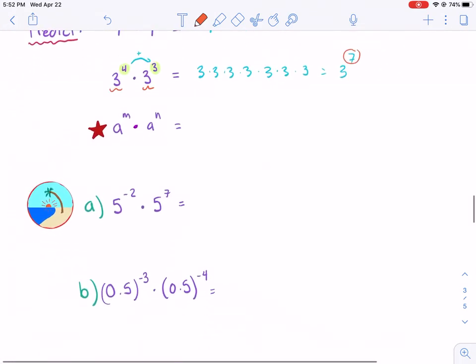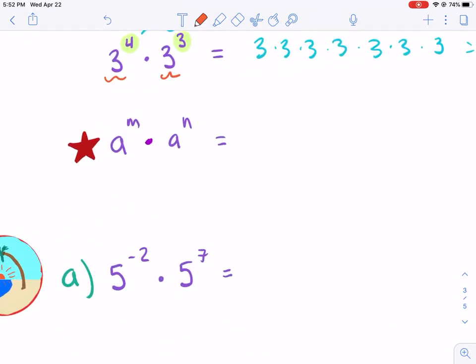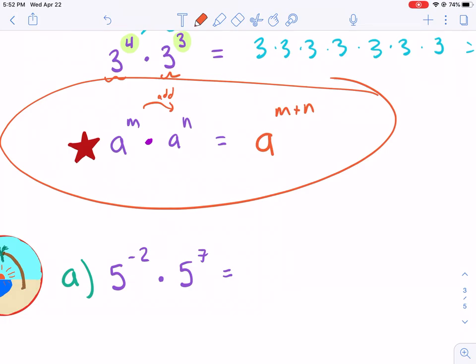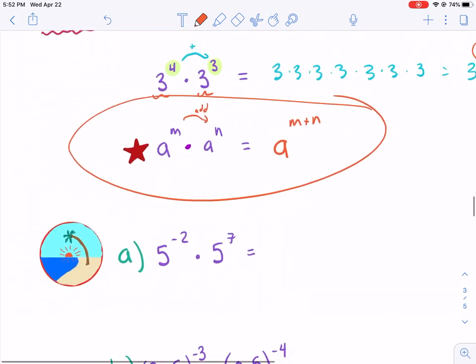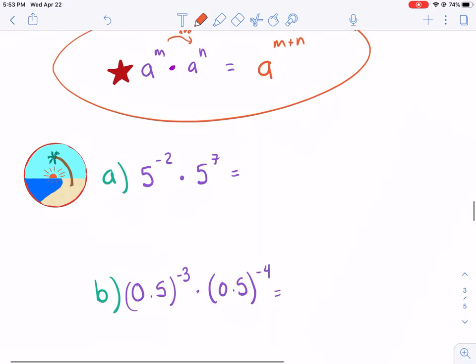What's the general rule then? If we have a to the m times a to the n, it's going to be equivalent to a to the m plus n. We add exponents, or add the powers together. So make sure you understand this general principle. This is going to make these problems a whole lot more simple.